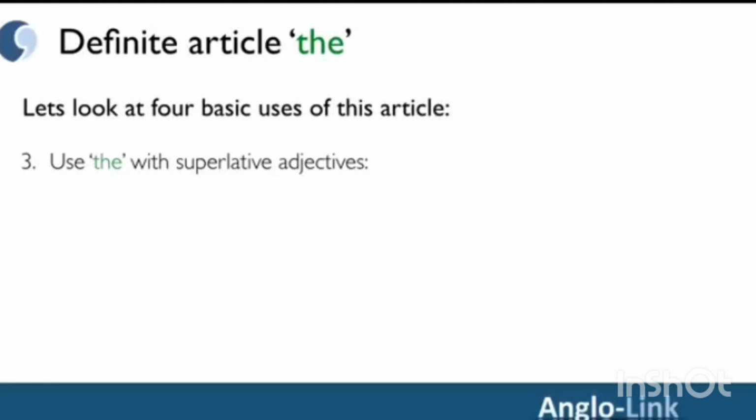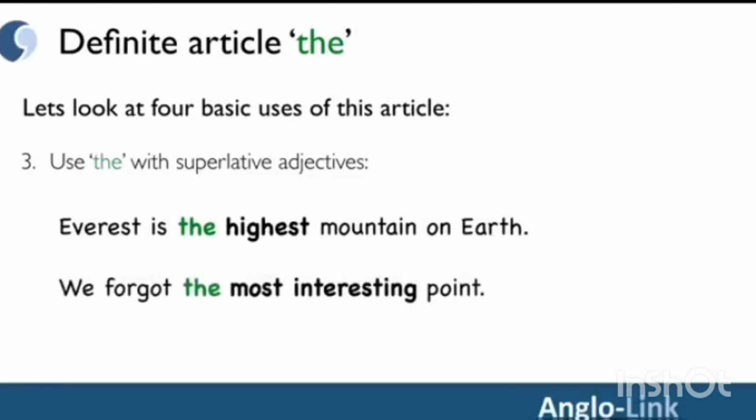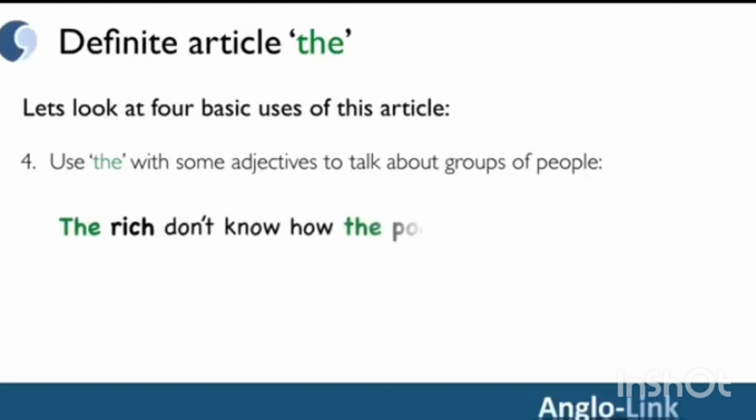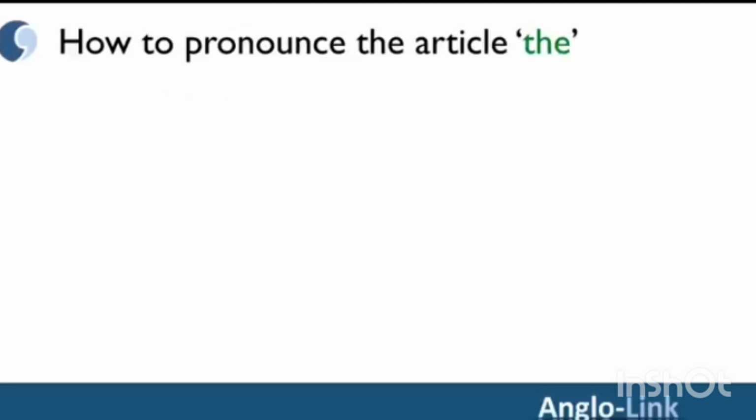Use the with superlative adjectives. Example, Everest is the highest mountain on Earth. Or, we forgot the most interesting point. Use the with some adjectives to talk about groups of people. For example, the rich don't know how the poor live. Or, we must look after the elderly. Look at the pronunciation of the article the.